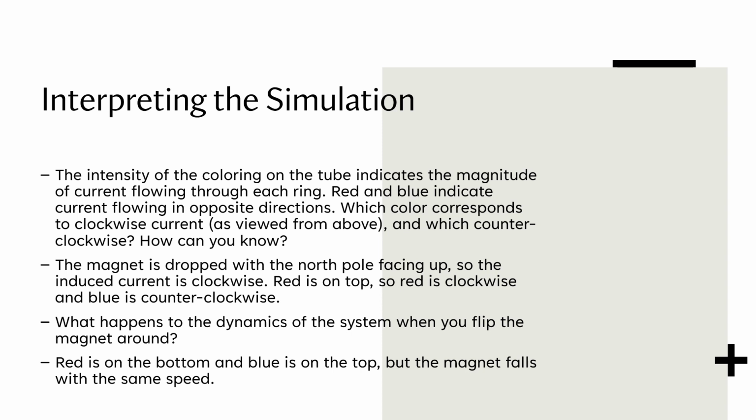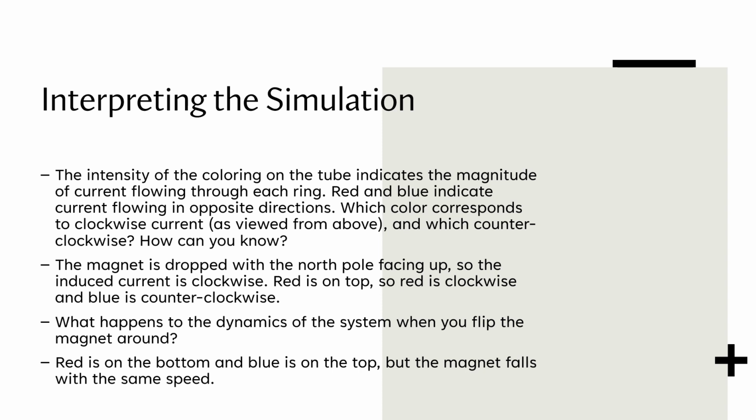So interpreting the simulation, the magnet is dropped with its north pole facing up, so the induced current is clockwise. Red is on top, so red is clockwise, and then that clockwise current also creates another current under it, which is counterclockwise.